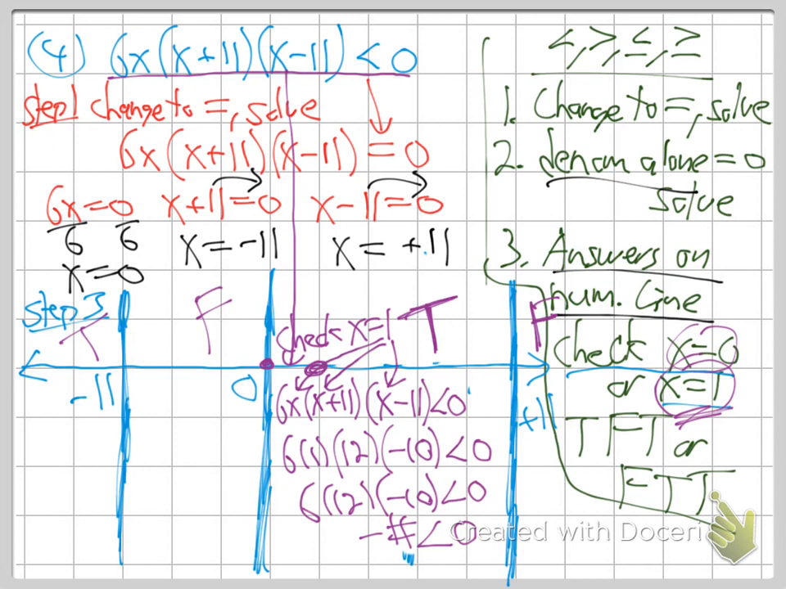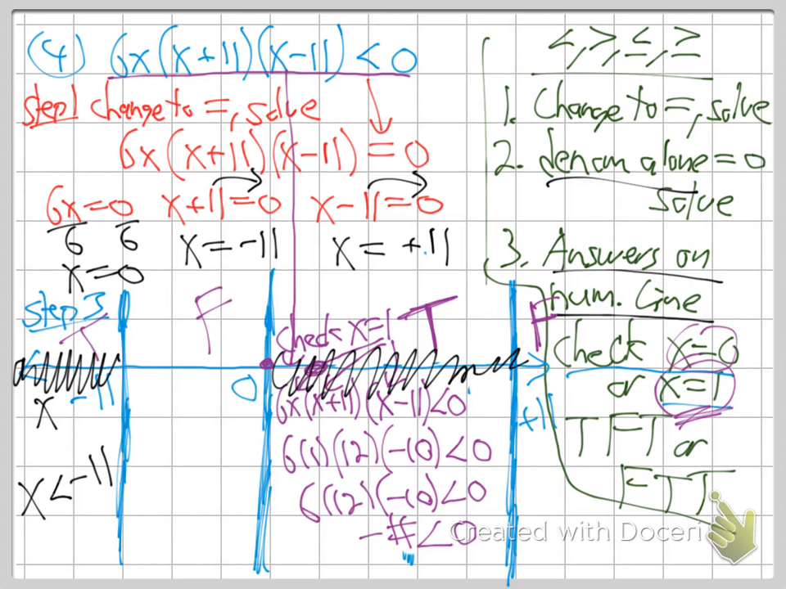So what is our answer? Well, it's the two true sections. We're always looking for the truth in math, right? So all the numbers less than negative 11 and between 0 and 11. How do you say that? X is less than negative 11, because the shading is left of negative 11. And the other section is between 0 and positive 11, so X is between 0 and positive 11. There's our answer. Questions on it?